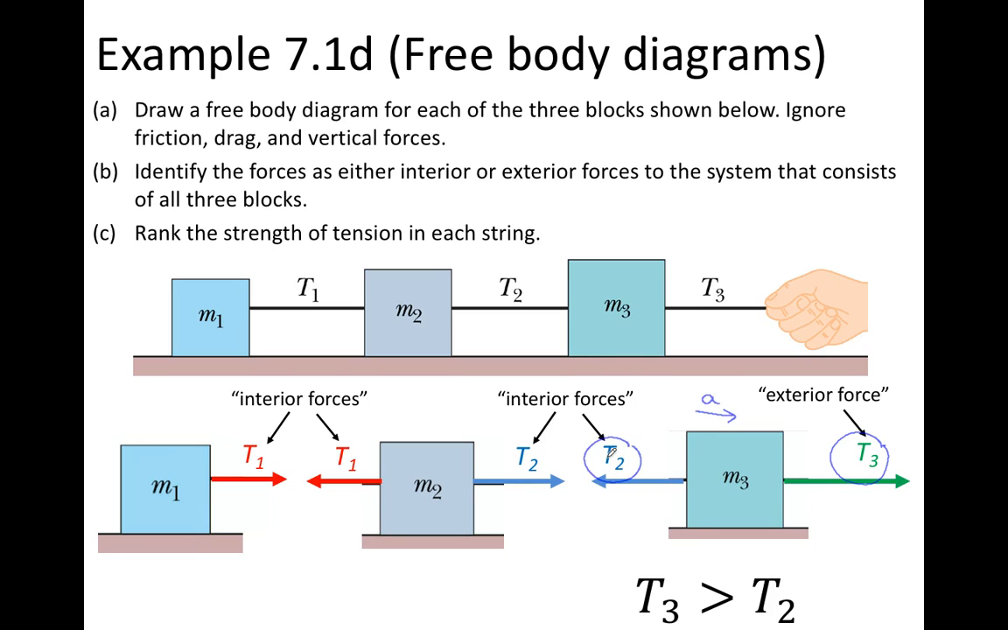And we can continue this line of logic. If we look at T2 and T1, this block is going to accelerate to the right, so there has to be a larger force on it to the right than to the left. And so T2 is going to be greater than T1.